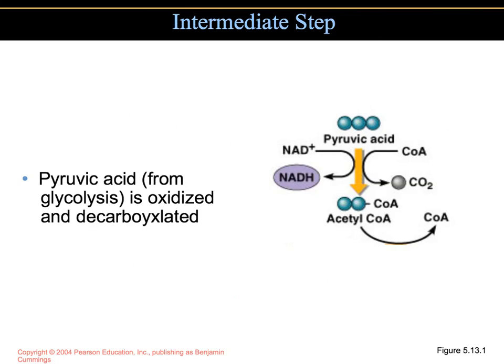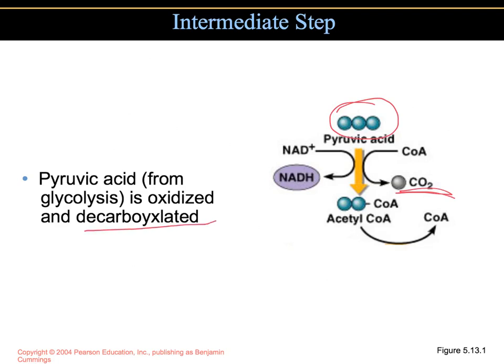Between glycolysis and the Krebs cycle, there is a step called the intermediate step that chemically grooms the pyruvic acid. Pyruvic acid cannot enter the Krebs cycle, so in its preparation, it loses one carbon. So here's that pyruvic acid that got made in glycolysis. It loses one carbon in the form of carbon dioxide, and this is called a decarboxylation.